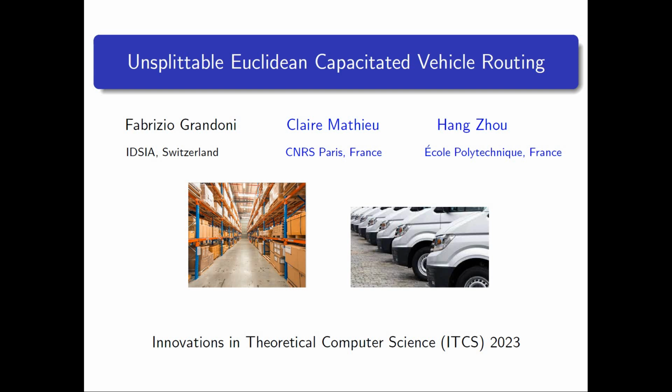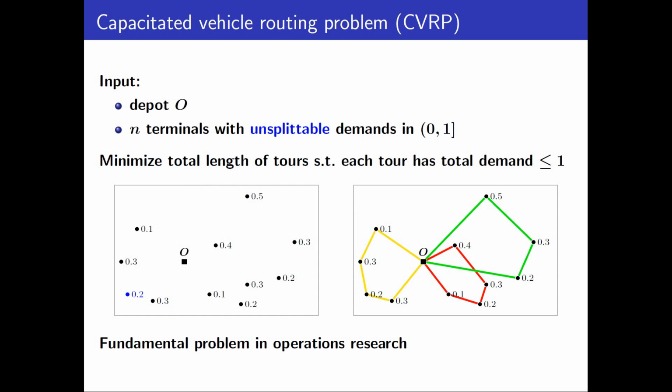Imagine you own a truck delivery company and you must organize the delivery of packages to customers. How would you model this kind of problem? In this work, we study the Capacitated Vehicle Routing problem, CVRP. How do you define the CVRP?